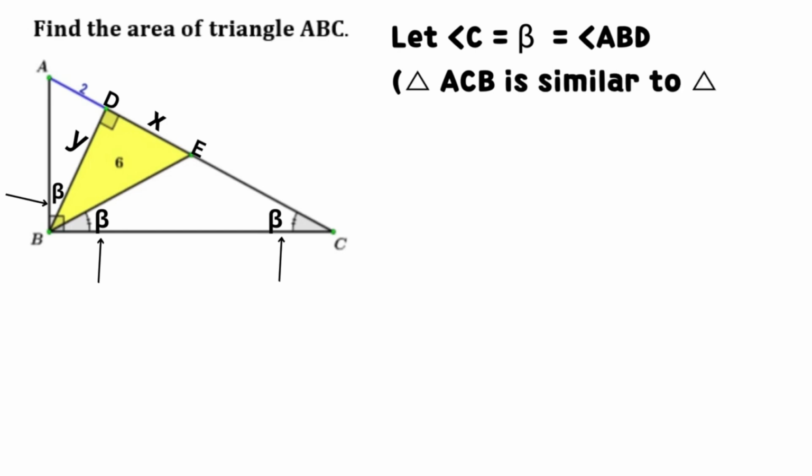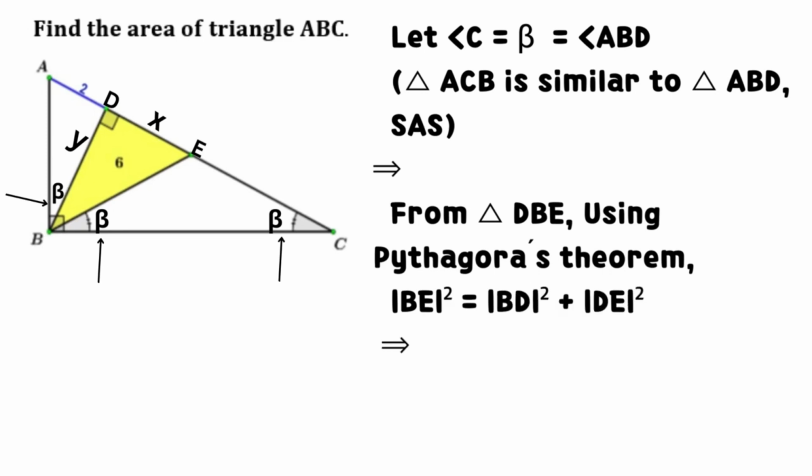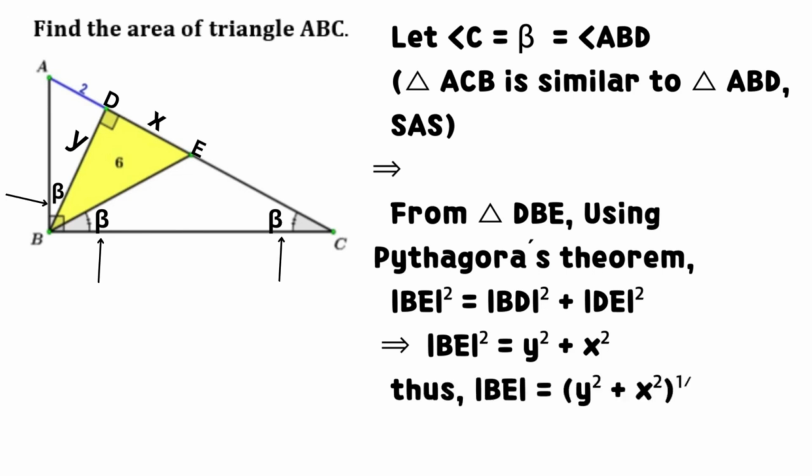Let angle C equals beta, which equals angle ABD. Triangle ACB is similar to triangle ABD. This is because of the side property of similar triangles. From triangle DBE, using Pythagoras theorem, the square of BE equals the sum of the square of BD and the square of DE. Thus, the square of BE equals the sum of the square of y and the square of x.